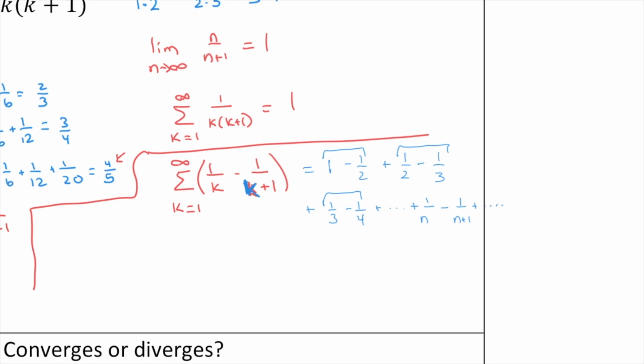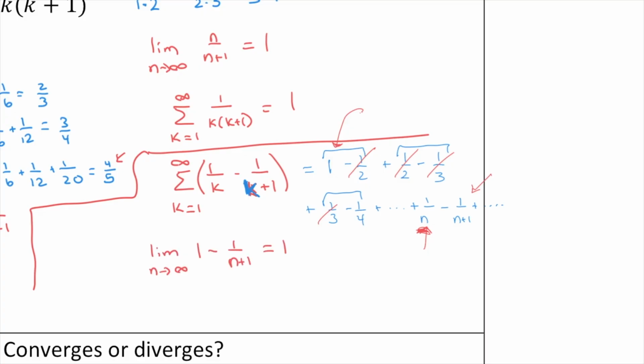Did you notice that the 1/2 cancel out? The 1/3 cancel out. So we're going to keep the first term and the last term because that 1 over n is going to cancel out. So we could actually rewrite this problem and figure out the limit as n goes to infinity, 1 minus 1 over n plus 1, which is equal to 1.